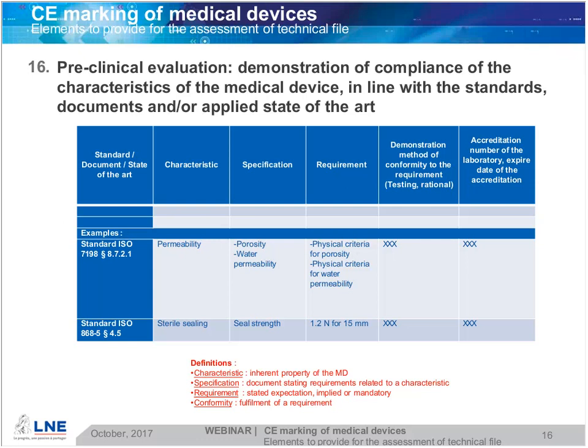I also added some definitions in order to be sure about what we are talking about. A characteristic is an inherent property of a medical device. A specification is a document stating requirements related to a characteristic. A requirement is a stated expectation, implied or mandatory, but in our case, it is most of the time mandatory. And conformity is the fulfillment of a requirement.